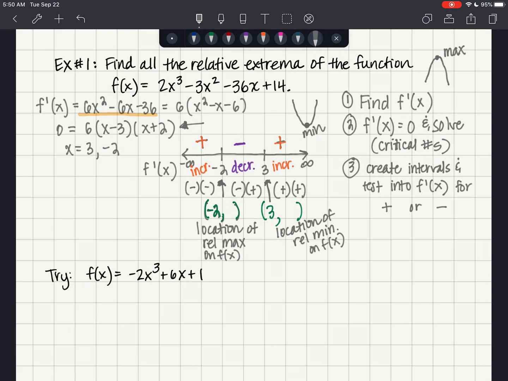So how would we find that corresponding y value? How would we find that f of c? Well, we're going to have to find f of negative 2, and we're going to have to find f of 3. When I put a negative 2 in, I get 2 times negative 8 minus 3 times 4 minus 36 times negative 2 plus 14.